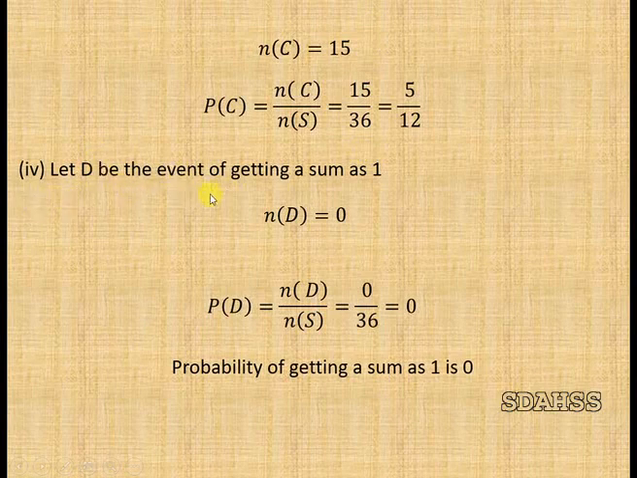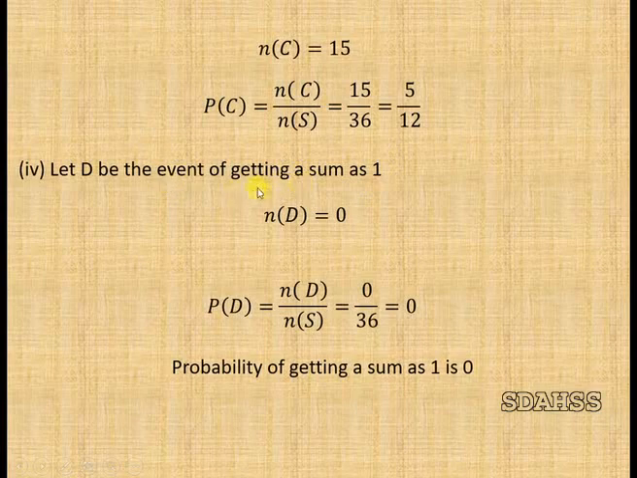D be the event of getting a sum as 1. If you add, you will get 1. So n of d is equal to 0. P of d is equal to n of d by n of s, so 0 by 36, which is 0. Probability of getting a sum as 1 is 0.